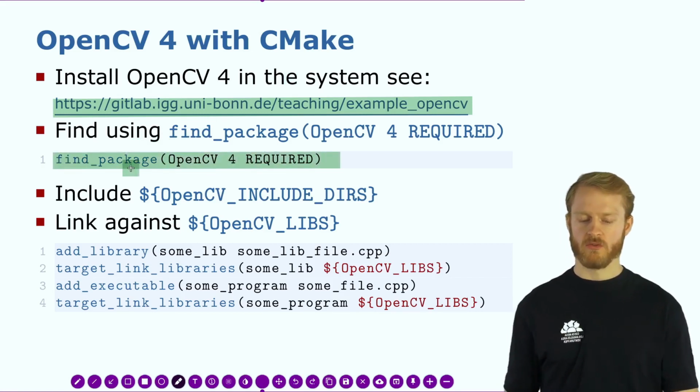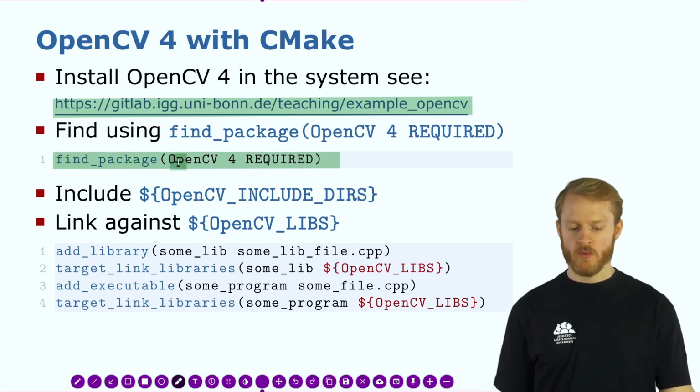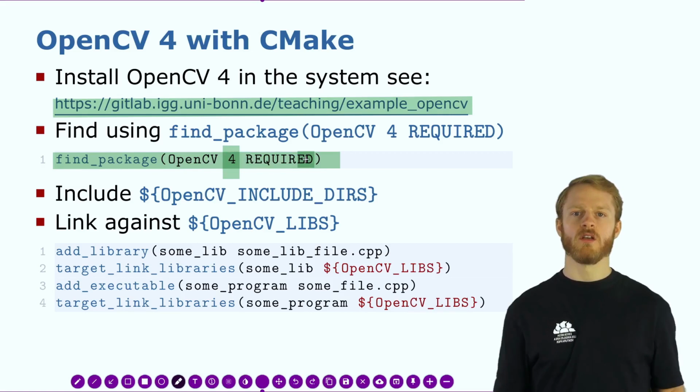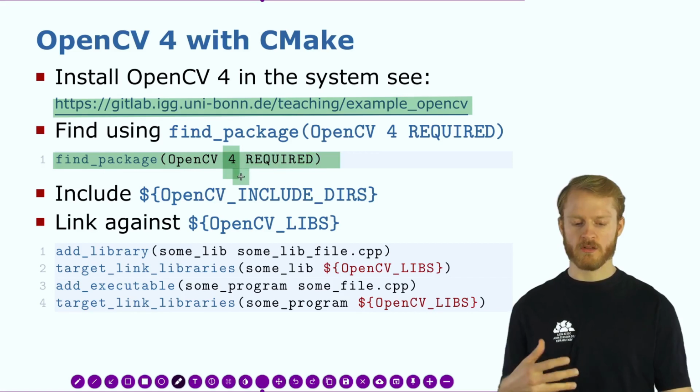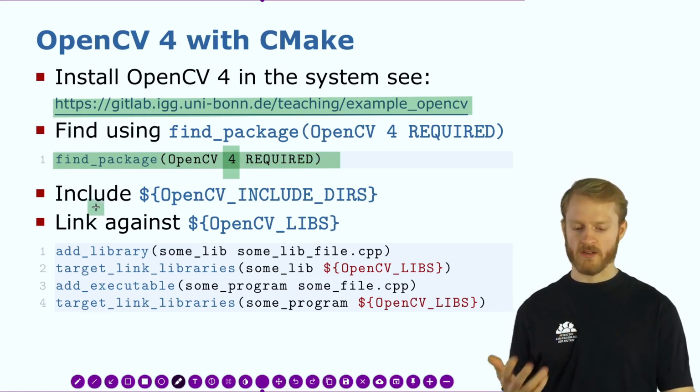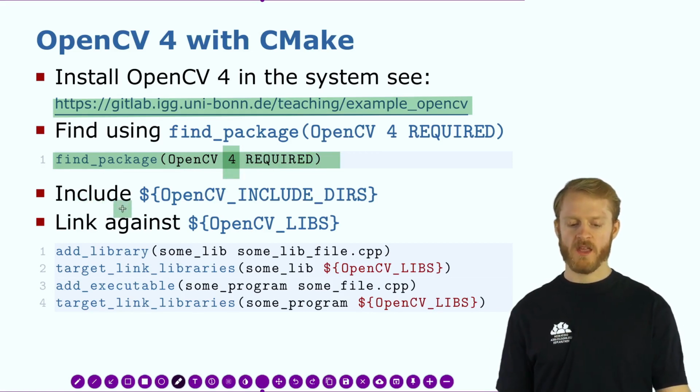In this case, to find the package, to find the library, we want OpenCV, we want version 4, and it's required. So if we somehow have not installed this library, since it's required, it will fail. It will say that CMake cannot find this library, and then it will fail. It will not allow you to later compile. Then the directories we have to include are in this variable, and we have to link against this.